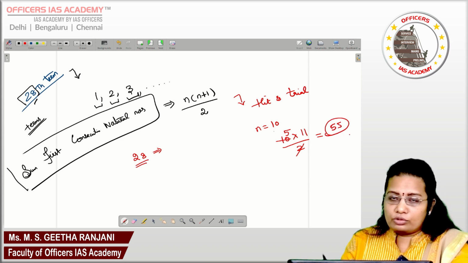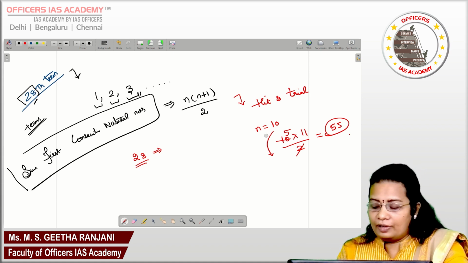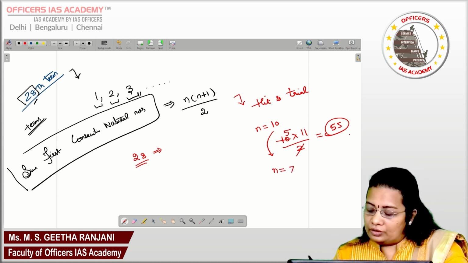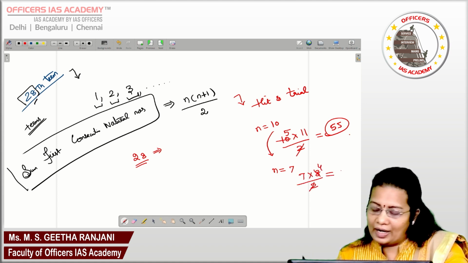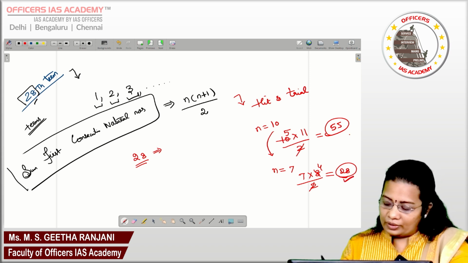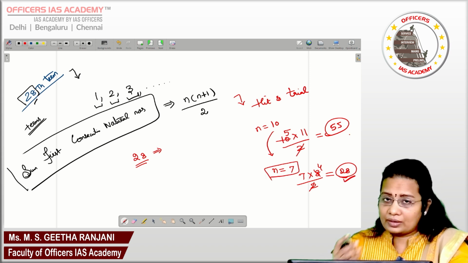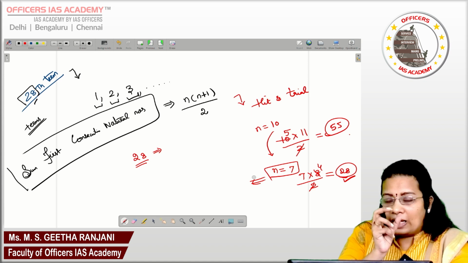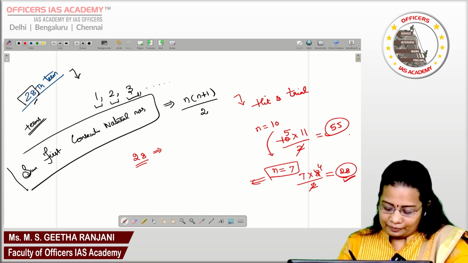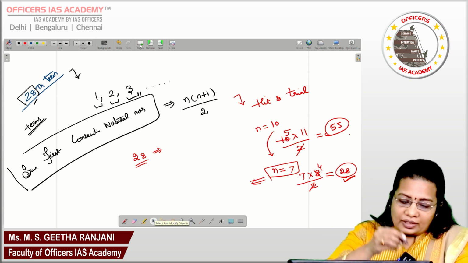So can I reduce the number from 10 to a lower level? Let's check with number 7. So n is 7, then n plus 1 becomes 8. So 7 fours are 28. So 28 exactly I got. What is the meaning? In the 7th pattern, I will be getting the 28 terms. Okay, fine. What is the 7th pattern?